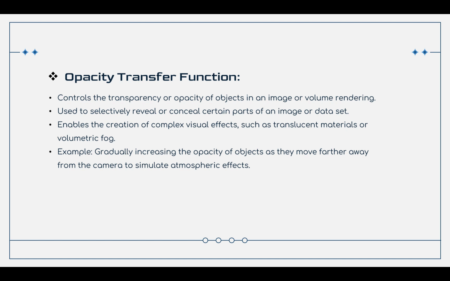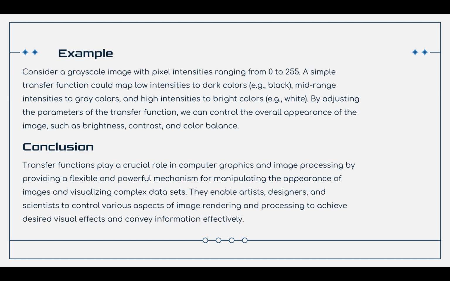Then we have opacity transfer function. It controls the transparency or opacity of objects in an image or volume rendering. It is used to selectively reveal or conceal certain parts of an image or dataset. It enables the creation of complex visual effects such as translucent materials or volumetric fog. Example of this transfer function is gradually increasing the opacity of objects as they move farther away from the camera to simulate atmospheric effects.